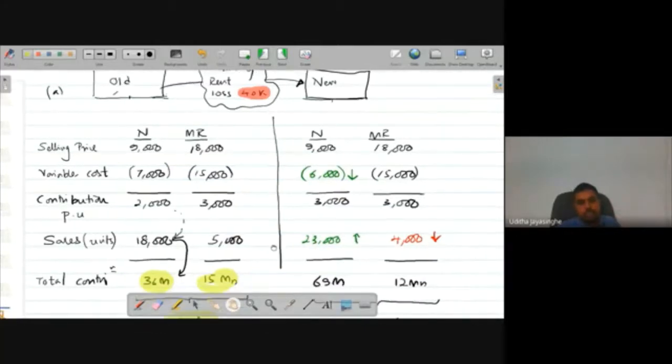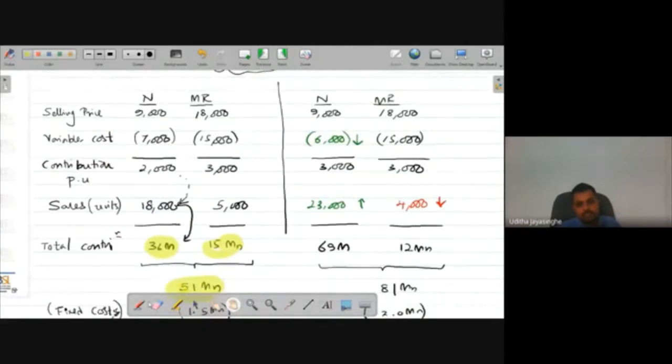Okay, moving on. Now the sales. The question clearly says the sales has now changed. This 18,000 has moved up to 23,000. So that means the new sales value is 23,000 units. And about the moisture resistance dose, maybe you're not focusing on that line. Maybe you're deploying your resources more on the normal line. So maybe due to different reasons, this 5,000 has now diminished to 4,000.